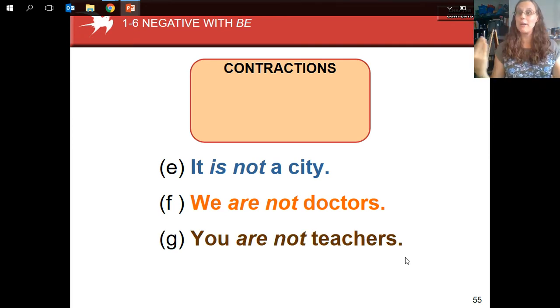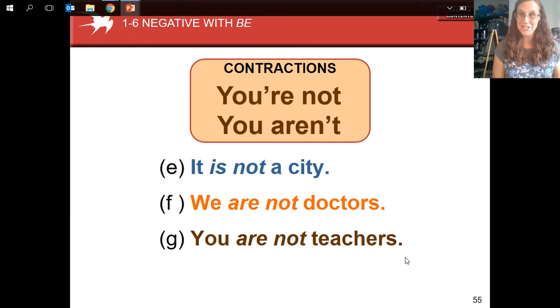You. Again, you. Here, you, plural. You all. Many people, you. Like you, my students. You are not teachers, right? You're students. You are not teachers. So contraction form. You're not teachers. Or you aren't teachers. Okay? You getting it?